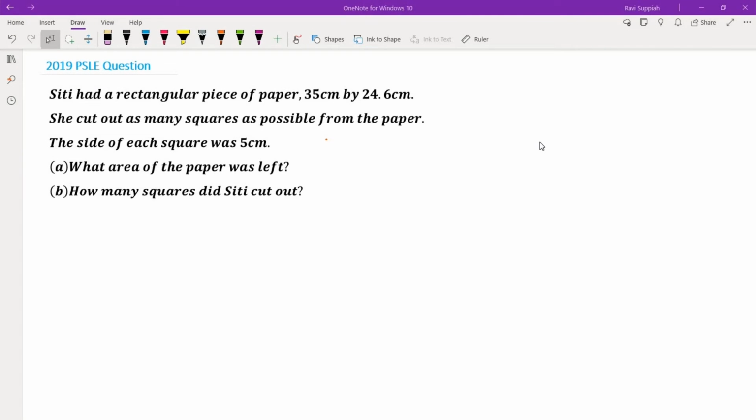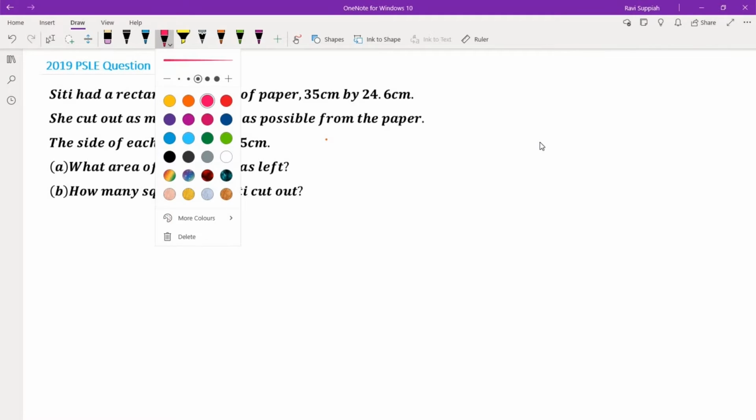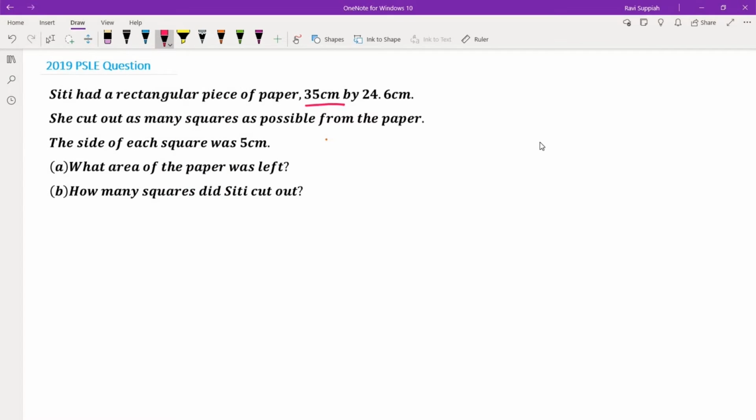In this 2019 PSLE question, we are told that Siti had a rectangular piece of paper 35 cm by 24.6 cm. She cut out as many squares as possible from the paper. The side of each square was 5 cm. What area of the paper was left and how many squares did Siti cut out?